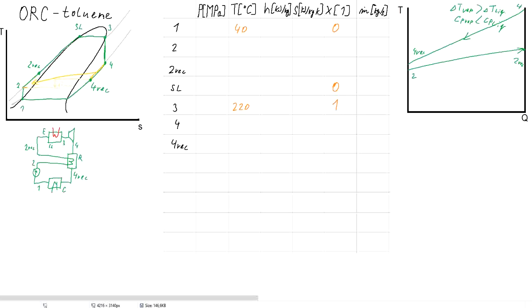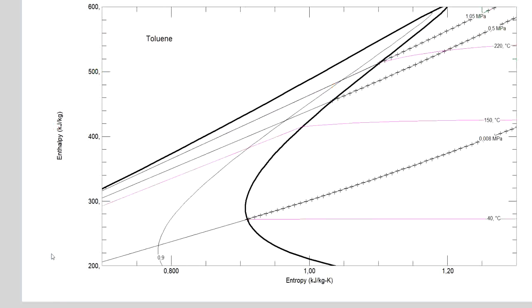Now, before we go to other calculations, because we also know that the evaporation of a single component fluid is isothermal, we can get the temperature at the point saturated liquid, which is the same as T3, which is 220 degrees C. So now let's have a look how to get the other parameters in the cycle. Here we have enthalpy.